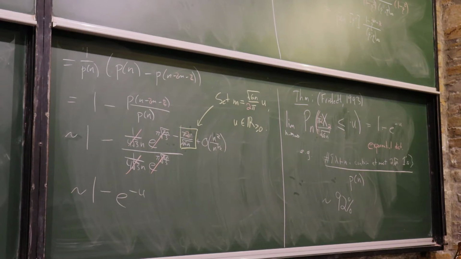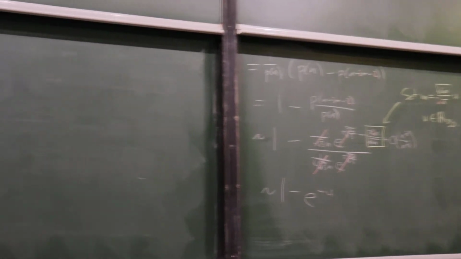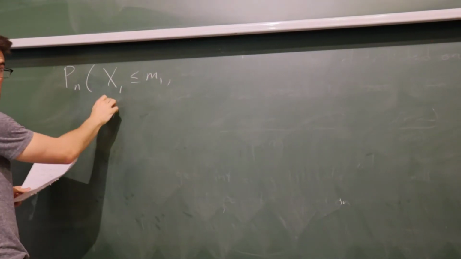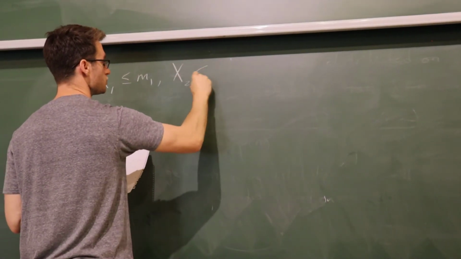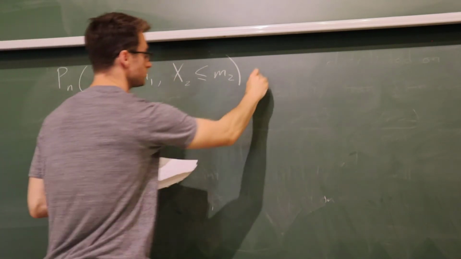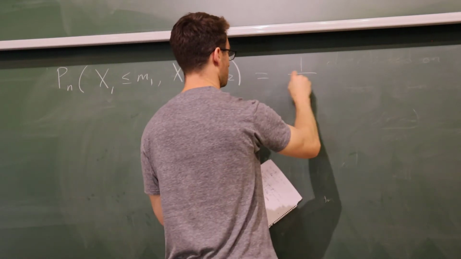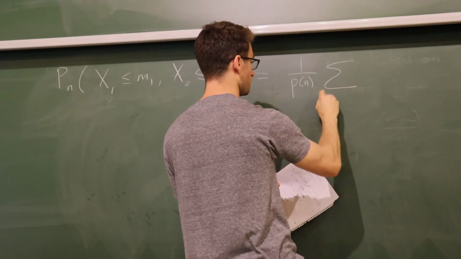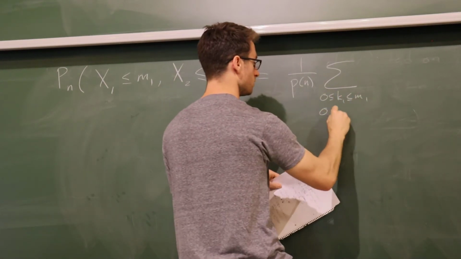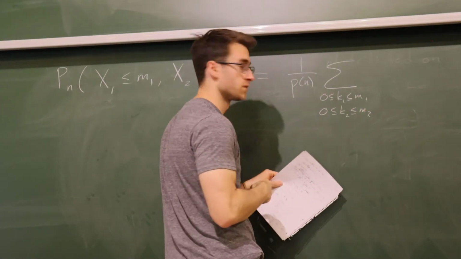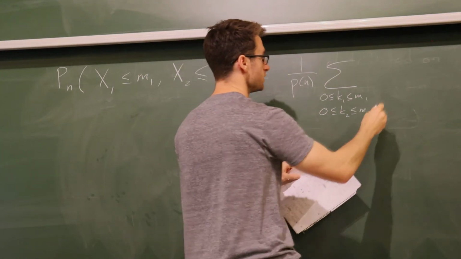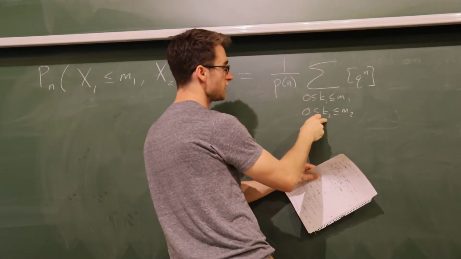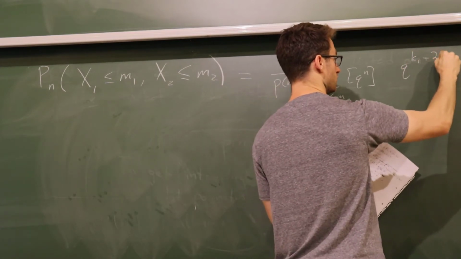Okay. So now let's try and count 1's and 2's. So let's look at the probability that you have at most m1 1's and at most m2 2's. I just follow my calculation over there. So now we sum from K1 from 0 to M1, K2 from 0 to M2. And we're going to say that our partition contains K1 1s and K2 2s. So Q to the K1 times 1 plus K2 times 2.